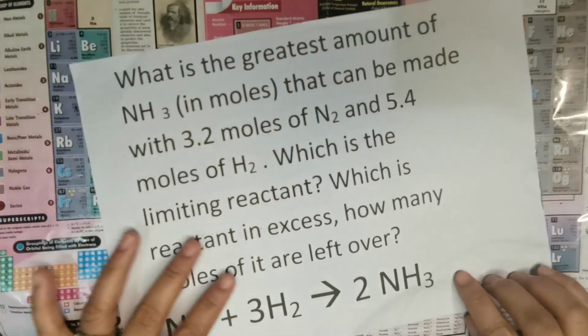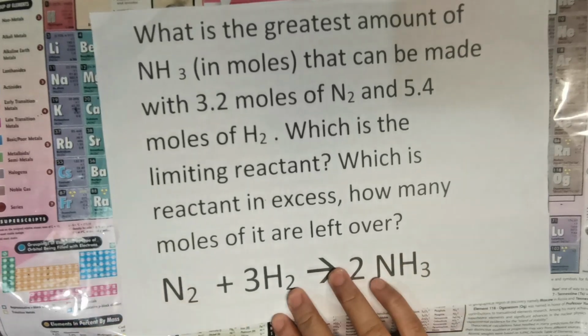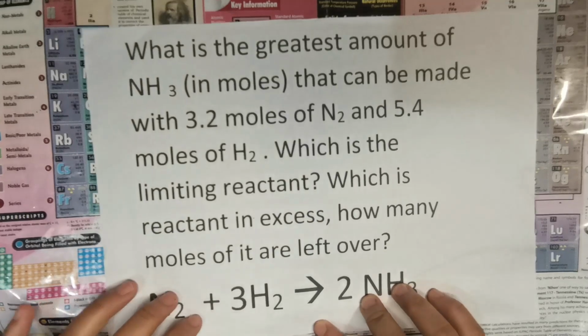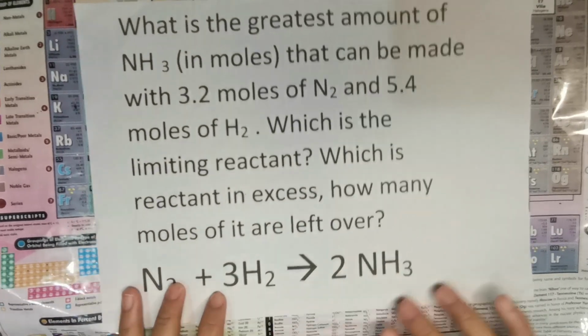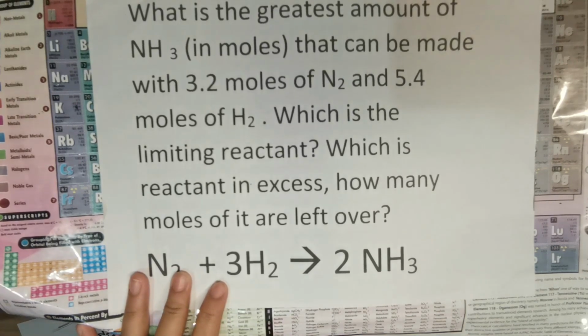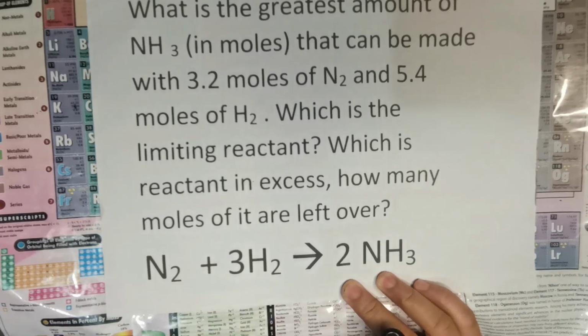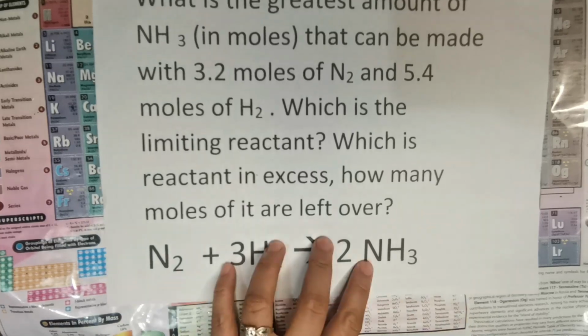So what is the greatest amount of ammonia in moles that can be made with 3.2 moles of nitrogen gas and 5.4 moles of hydrogen gas, which is the limiting reactant, which is the reactant in excess or the excess reactant, and how many moles of it are left over. So, tinanong yung leftover dito. So, let us try to compute for it.